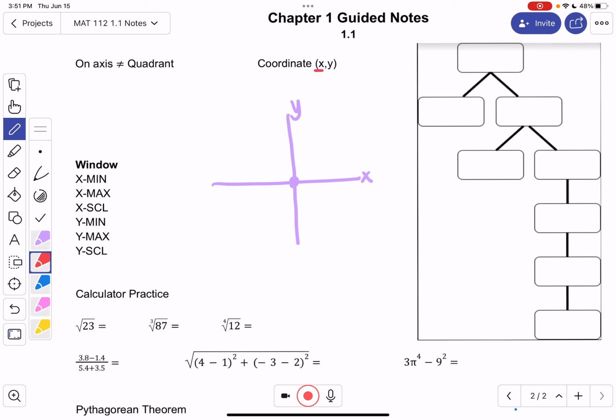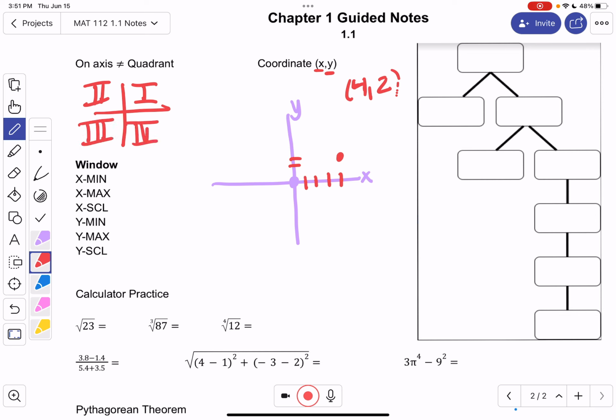Any point has the x coordinate first, then the y coordinate. So 4, 2, you would go to 4 on the x, 2 on the y, and plot a point where they meet. The quadrants start in quadrant 1, and then go counterclockwise for 2, 3, and 4. If a point falls on an axis, it's not in a quadrant.